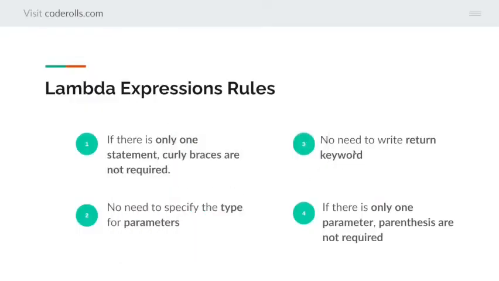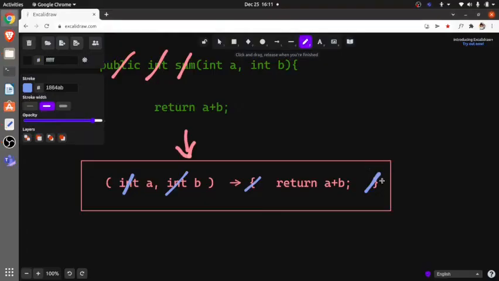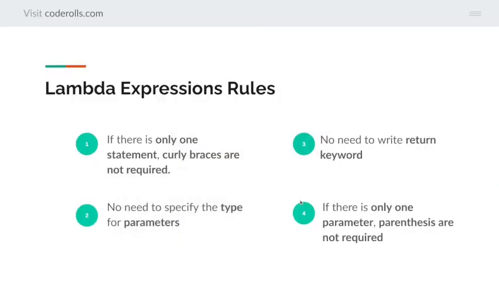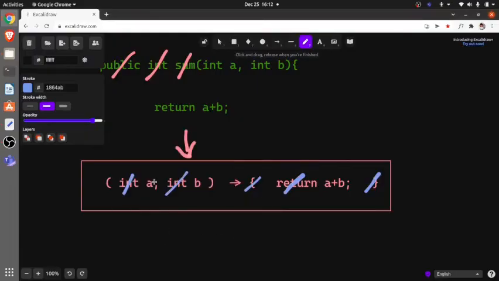What is the third rule? No need to write return keyword. So in this particular example, we are returning the sum of A and B. This is the only statement here, and if we are doing something and there will be some result, it will be automatically returned. No need to specify or write a return keyword. So we will cut this also. Okay, and what is the fourth and last? If there is only one parameter, but now here we have two parameters, so parentheses are required.